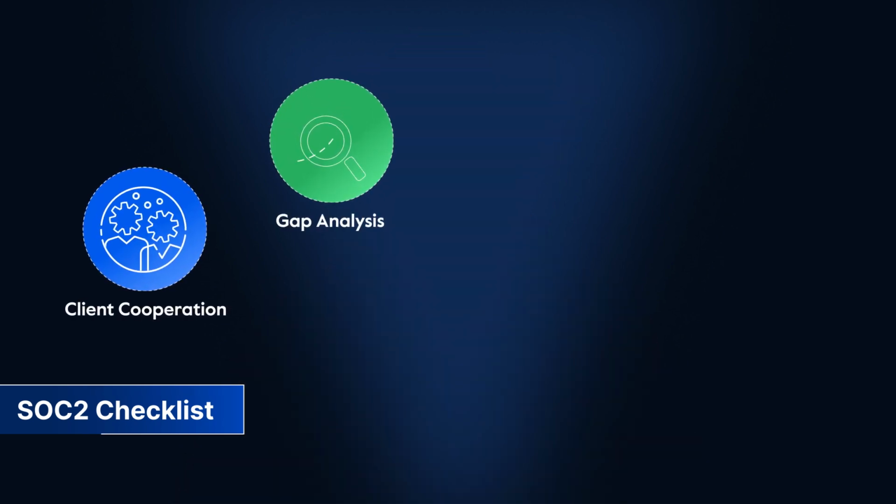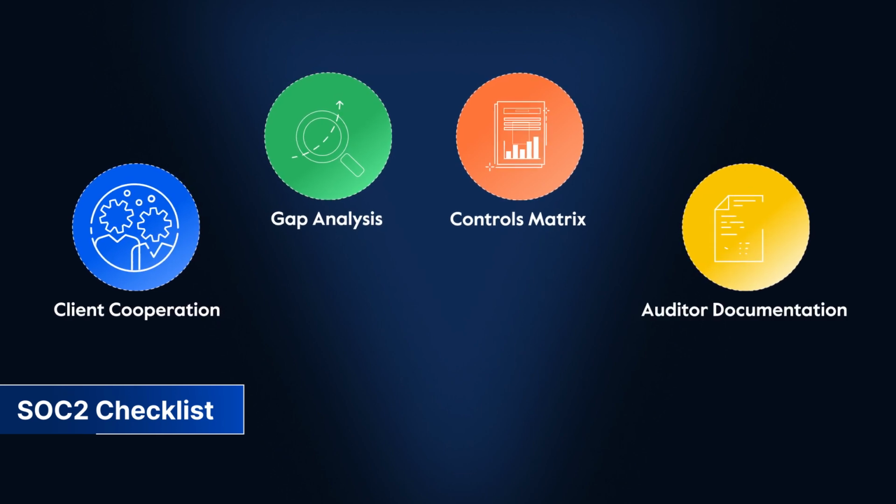The readiness assessment is the seventh step and involves engaging with an independent auditor to see how you do when it comes time for the real deal. You'll focus on a couple of key areas, including client cooperation, gap analysis, controls matrix, and auditor documentation.